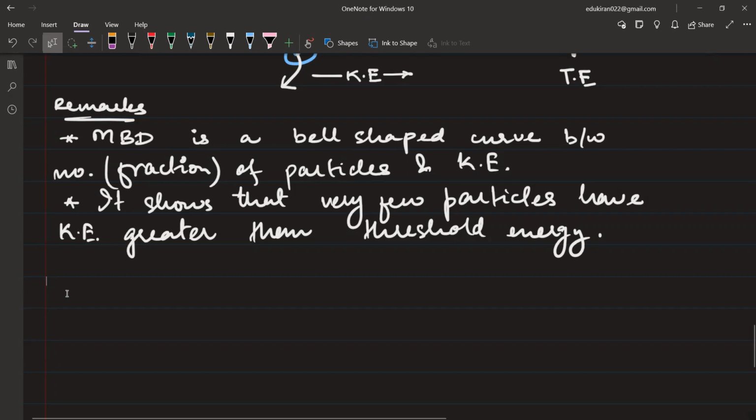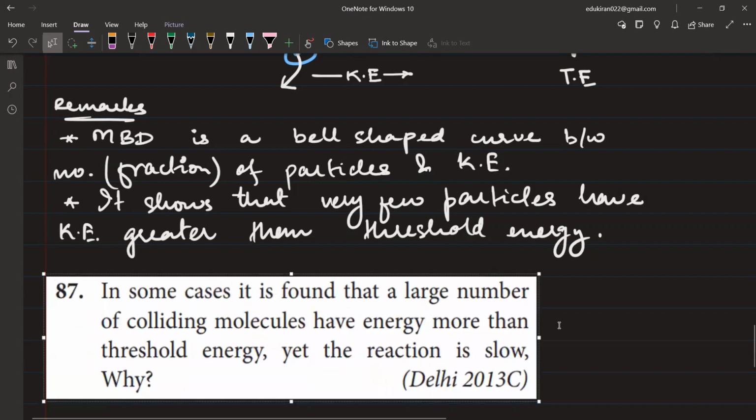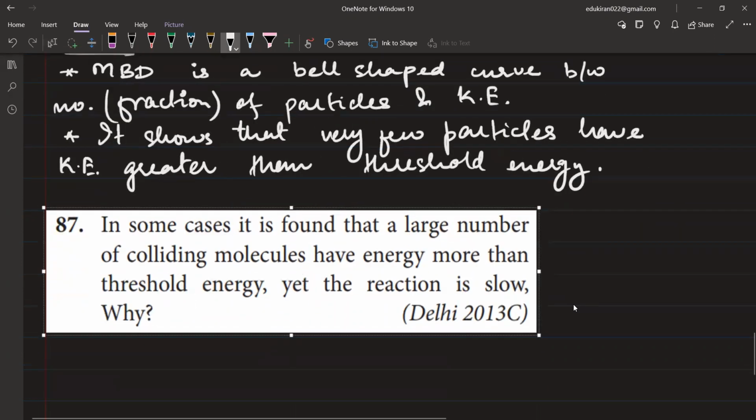After this, write this question. In some cases, it is found that a large number of colliding molecules have energy more than threshold energy, yet the reaction is slow. Why? So we have a very large number of molecules having energy more than threshold energy, but still the reaction is slow. This came for 1 mark.